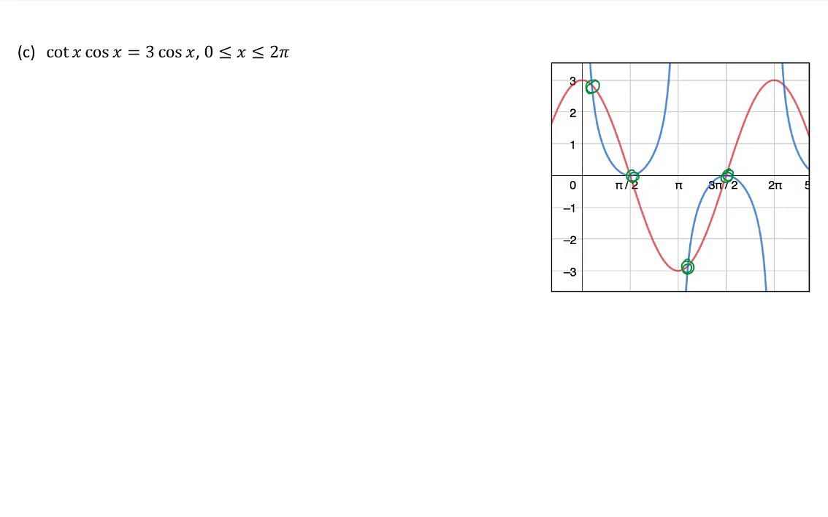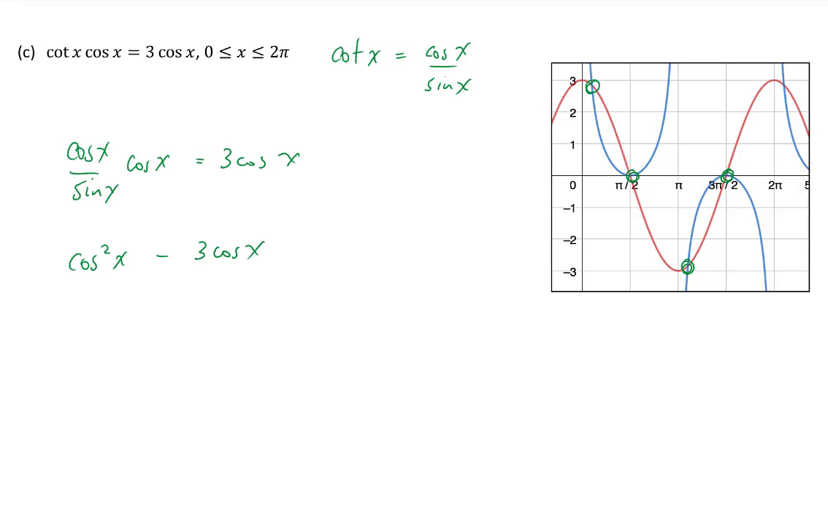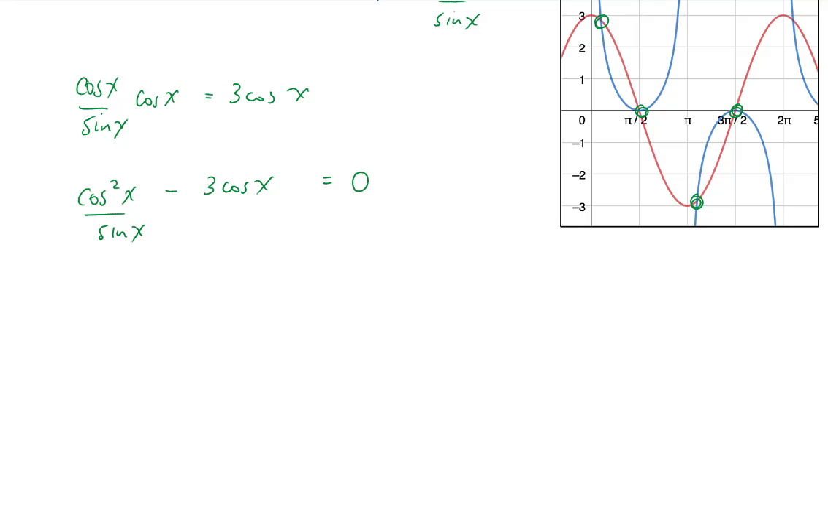First step, we have to use an identity. And the identity for cotan of x is cosine x over sine x. Let's bring the cosine x to the left side, so always bring all your terms to one side. In order to solve this equation, since we have a fraction, we'll need to rewrite it as one term. So we can say our common denominator is sine of x. So we're going to multiply the 3 cos of x by sine of x over sine of x.